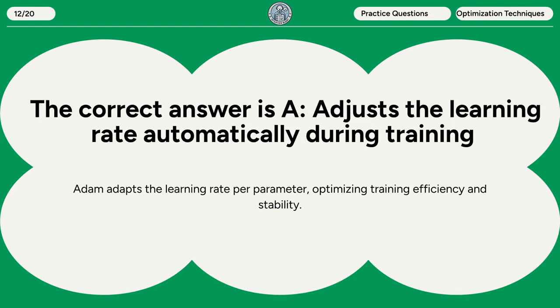The correct answer is A. Adjusts the learning rate automatically during training. ADAM adapts the learning rate per parameter, optimizing training efficiency and stability.